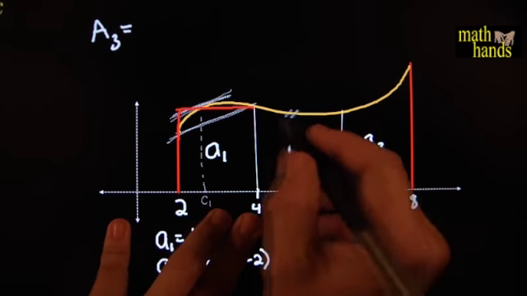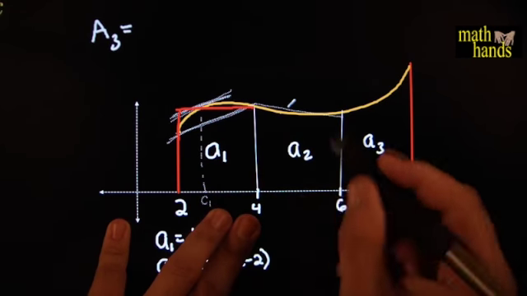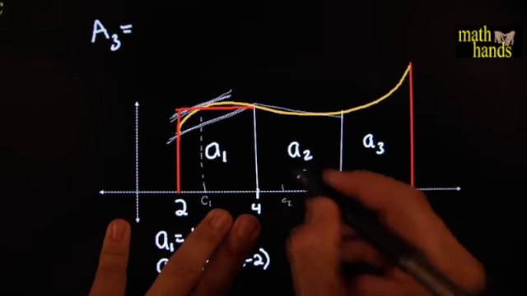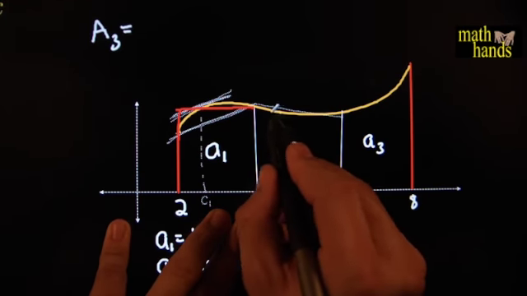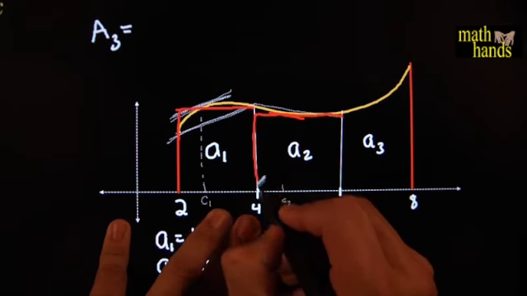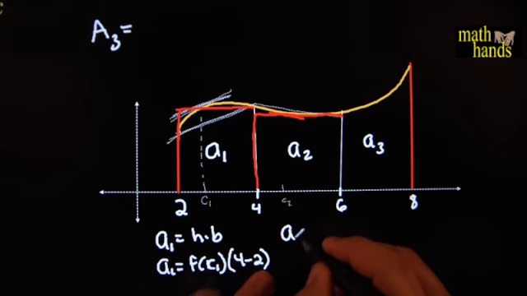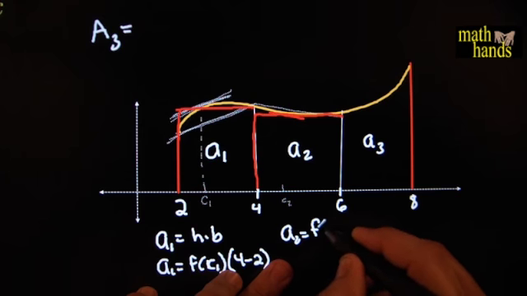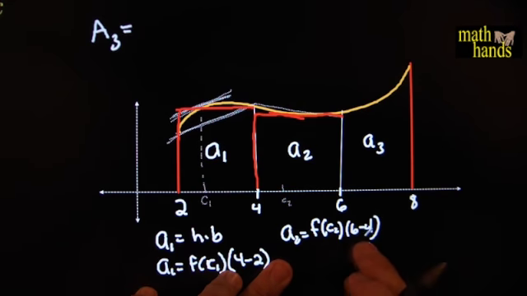We'll imagine that there's a secant slope here, and somewhere within that interval, there's a place here, C2, such that at that point, C2, the tangent slope is equal to the secant slope. That's what we're going to use for a height on the function. We'll use, for A2, f of C2 times 6 minus 4. The height times the base.